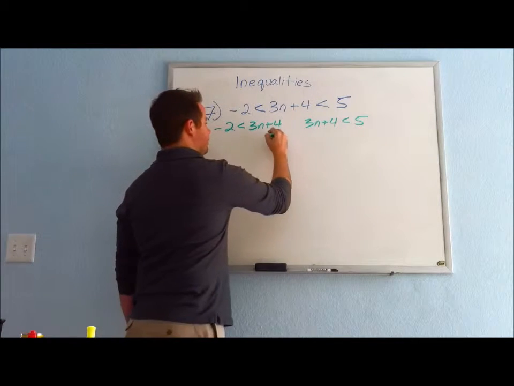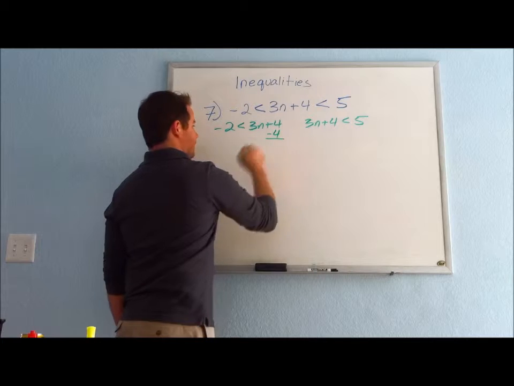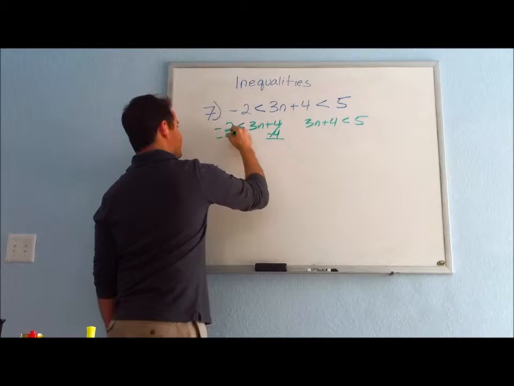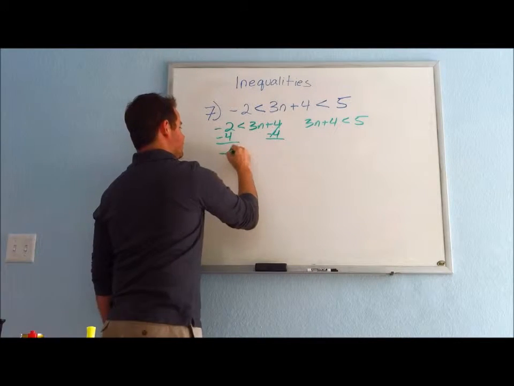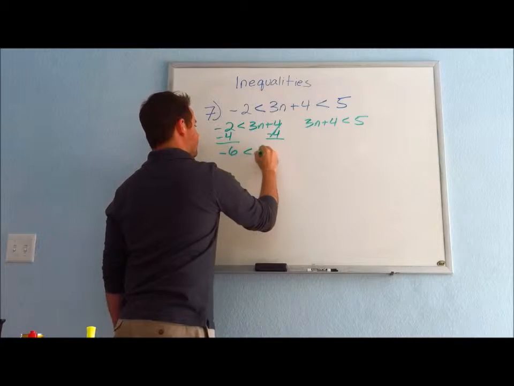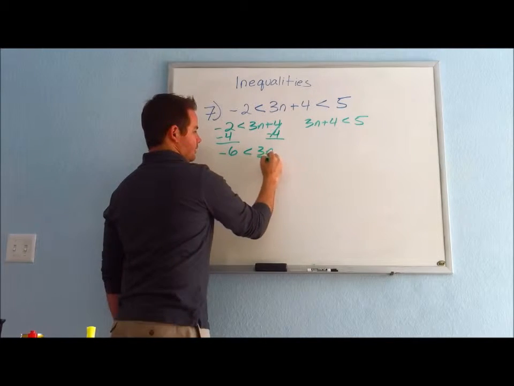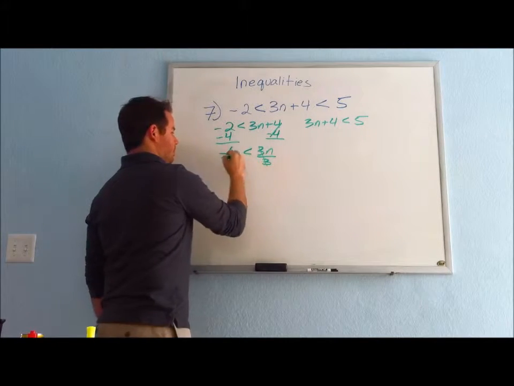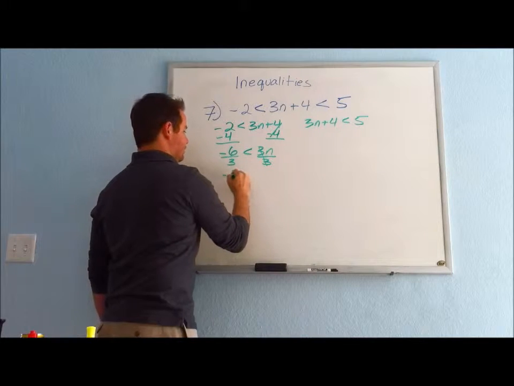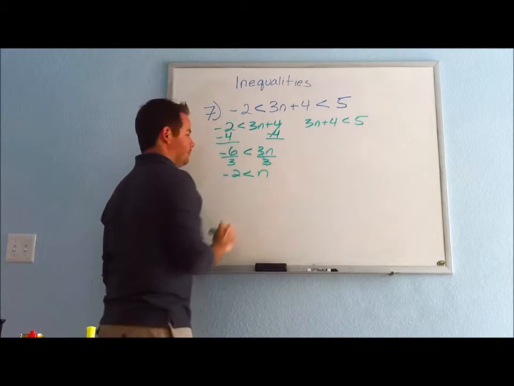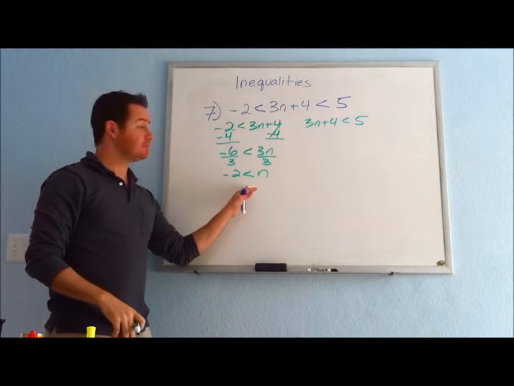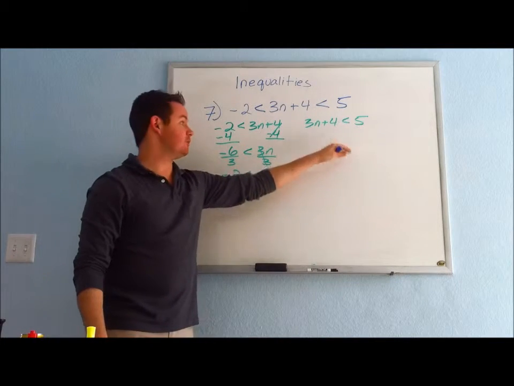So to isolate the variable, we subtract 4 from both sides, and that will give us negative 6 is less than 3n. We then divide by 3 to give us negative 2 is less than n. For that equation, we also have to solve in the same way on this equation.